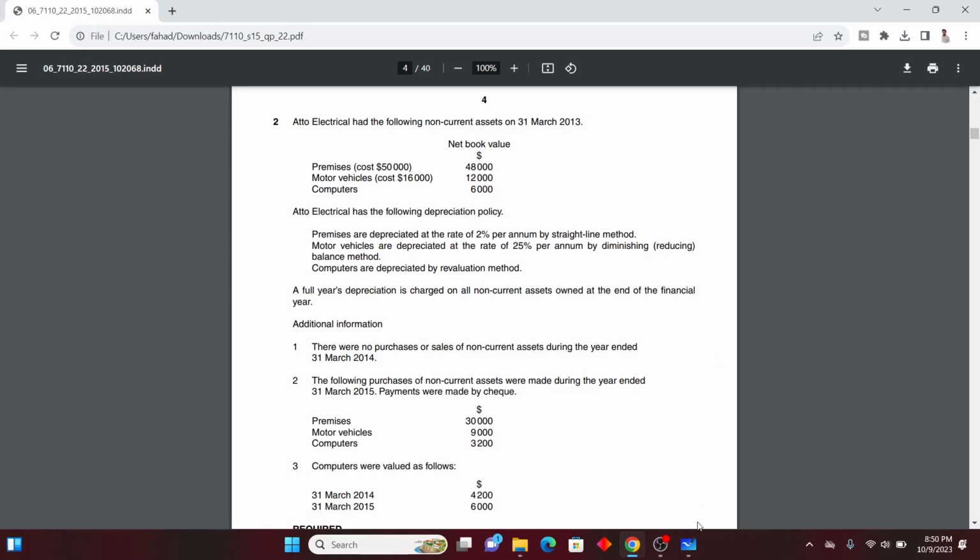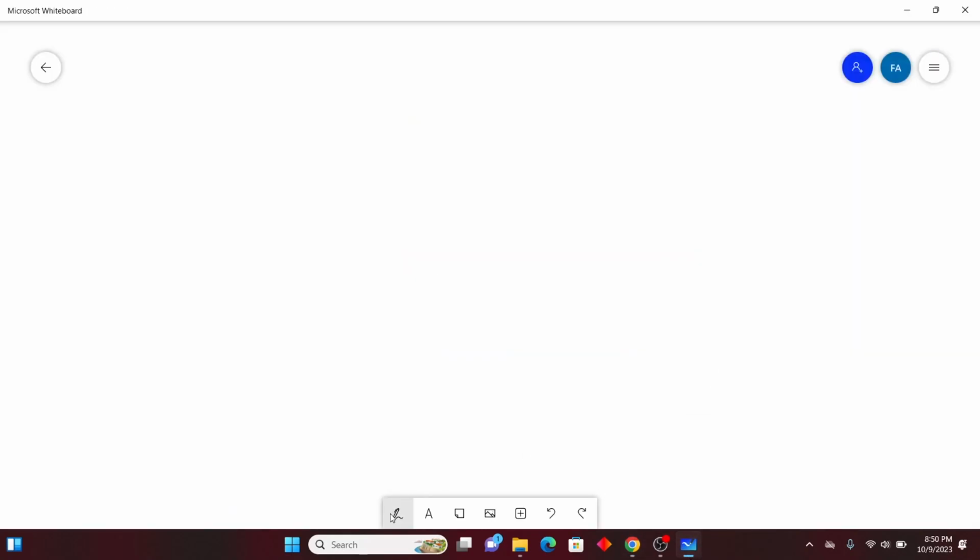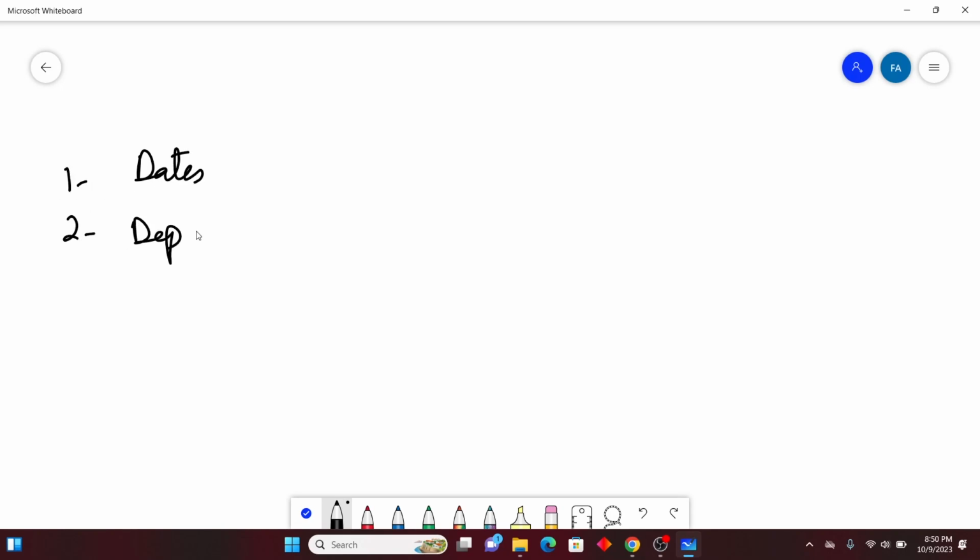There are certain things I will discuss before we proceed, so that the question is simplified. There are 3 things we'll be looking for in a depreciation question. First thing, which is very important, is the dates. We need to focus on that. Then the depreciation method. There are 3 methods.